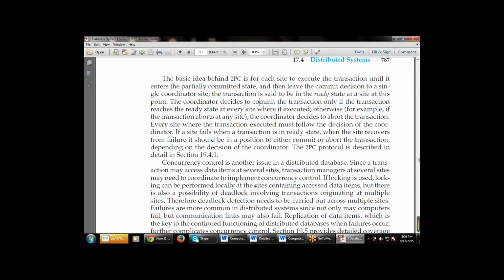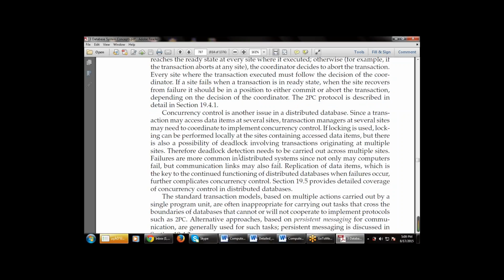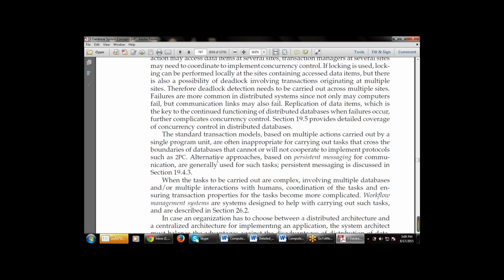Now another issue is concurrency control. If there is more than one data item available on more than one computer in a distributed system, there will be less concurrency among them. So there will be a control at the starting phase. It is a prevention measure that there will be control of concurrency in the distributed system. Therefore, deadlock detection needs to be carried out across the multiple sites.